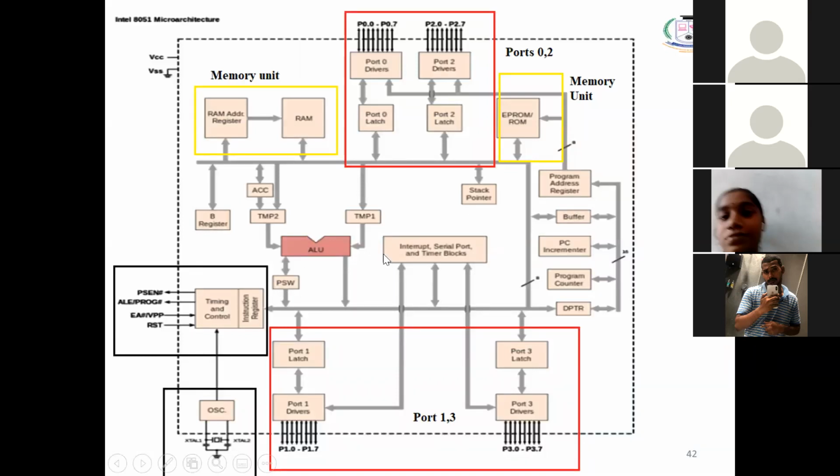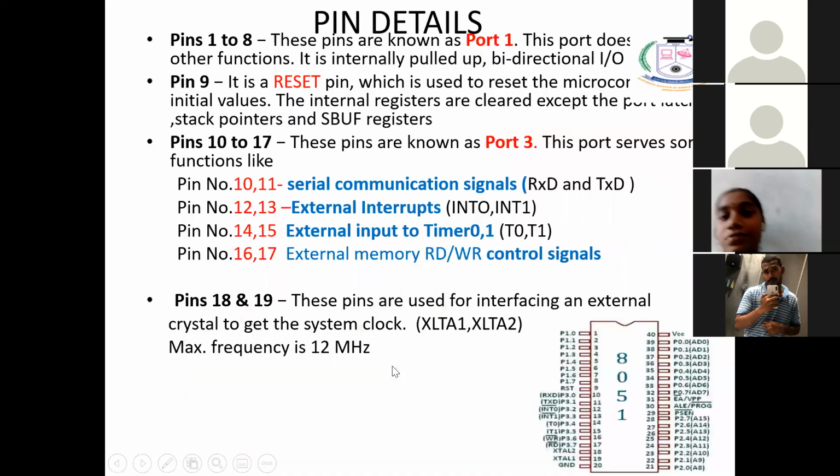Then this port block, one of the important ones: interrupt, serial port and timer block. We have studied in the microcontroller, for interrupt, we have 2 pins, INT0 bar and INT1 bar. For the serial port, we have used RXD and TXD, receiver and transmitter. For timer, we have 2 pins. So all this will be connected to the interrupt, serial port and timer block. You have seen this is connected to port 1 and port 3. Have you seen this connection? All this will be connected with port 3.